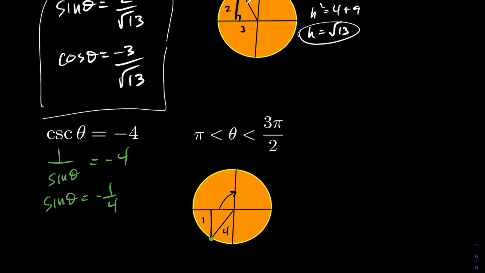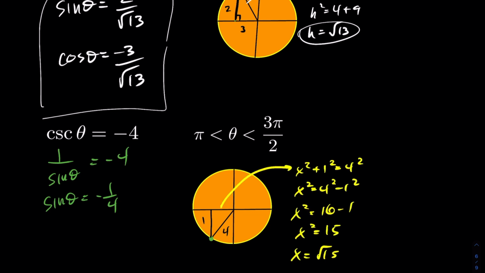Doing the Pythagorean theorem, I end up getting the following. I end up getting x is the root of 15. And therefore, from here, I know the sine of theta is negative 1/4. I can go ahead and find the cos of theta, which is going to be my adjacent, root of 15, over my hypotenuse, which is 4. And in this quadrant, cos is negative, so tack on that minus sign.